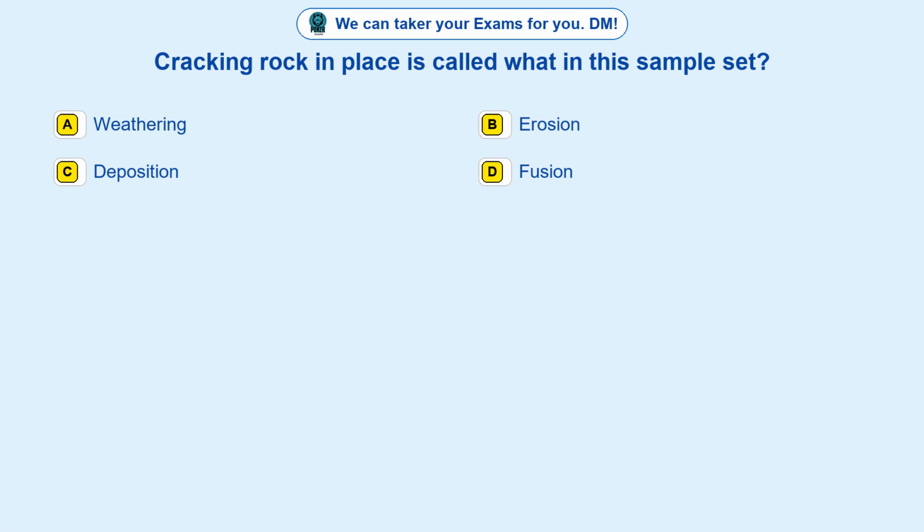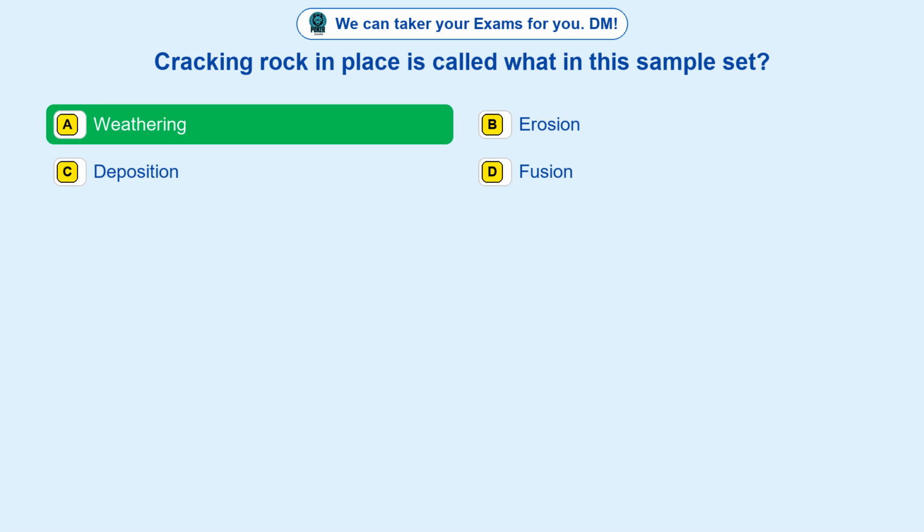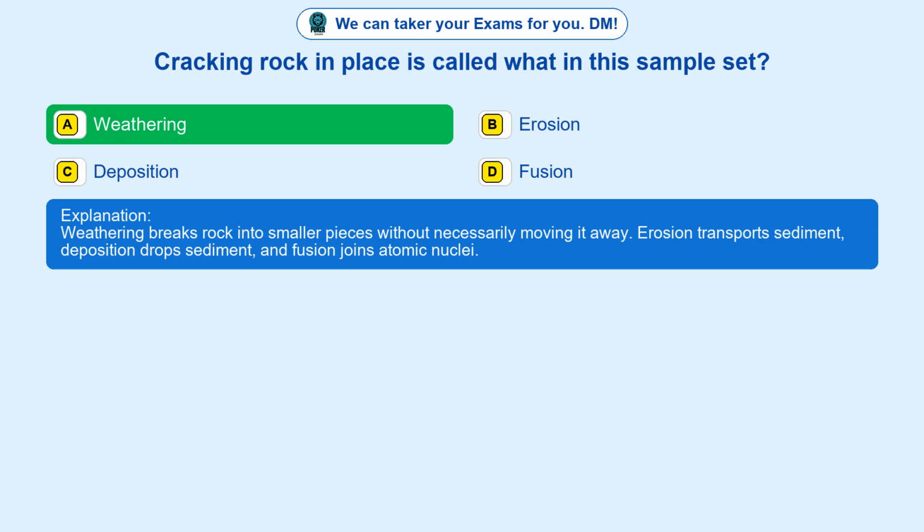Question 81. Cracking rock in place is called what in the sample set? Option A, weathering. Option B, erosion. Option C, deposition. Option D, fusion. The correct answer is option A, weathering. Weathering breaks rock into smaller pieces without necessarily moving it away. Erosion transports sediment, deposition drops sediment, and fusion joins atomic nuclei.